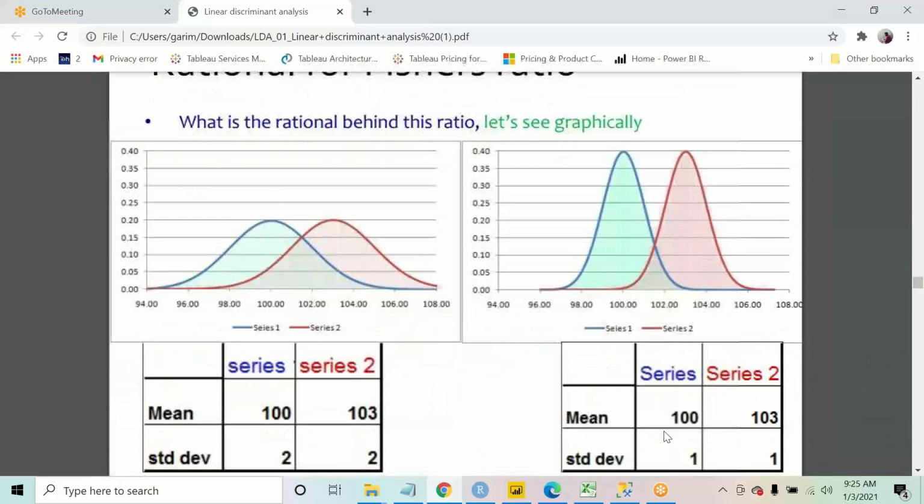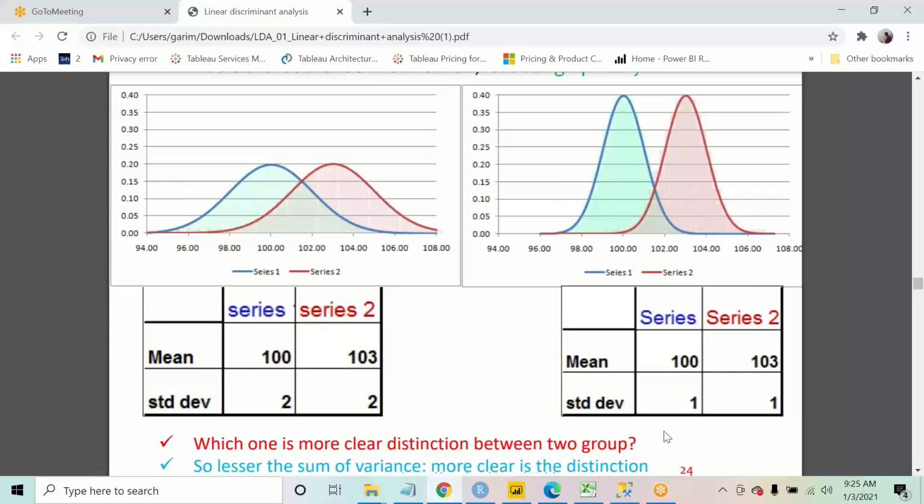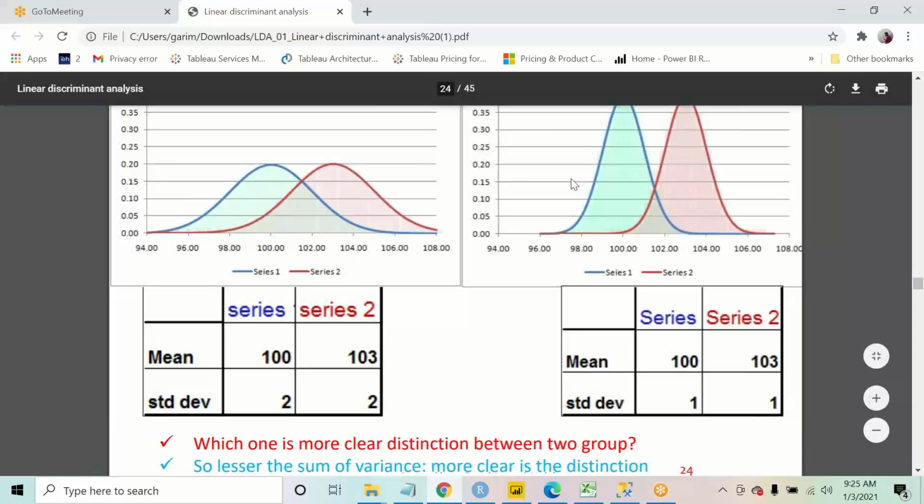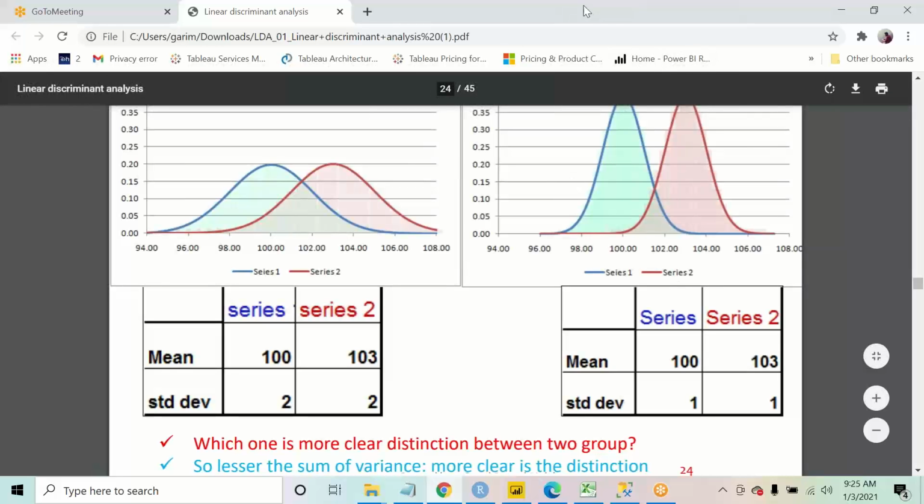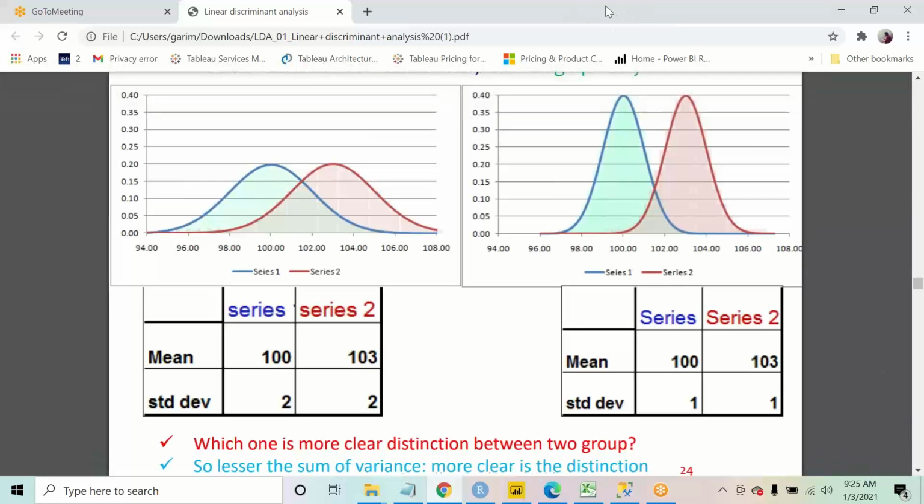Let's try to see a small example again. In this first diagram, the mean values are 100 and 103, and the standard deviations are 2 and 2. Now take a look at this chart over here. Can you identify which has a better Fisher's ratio? Just put the values into the formula and try to find the answer.